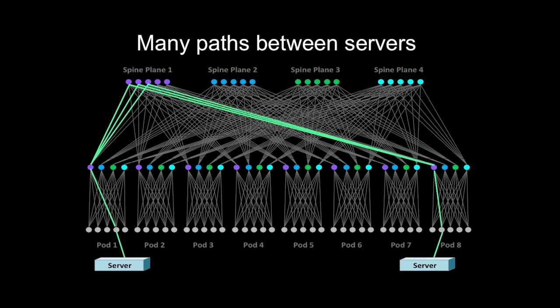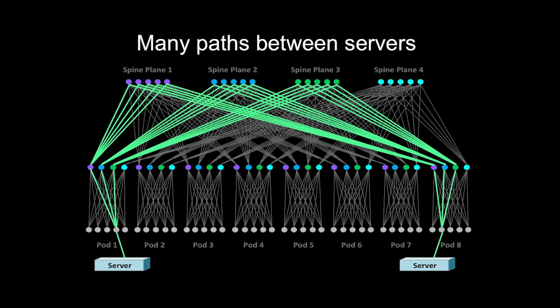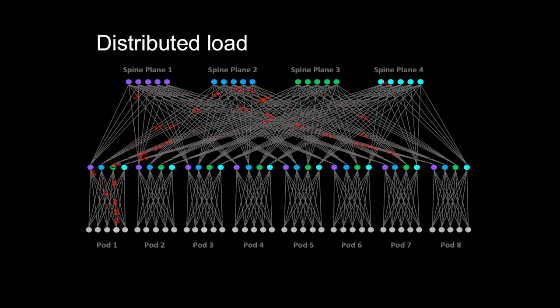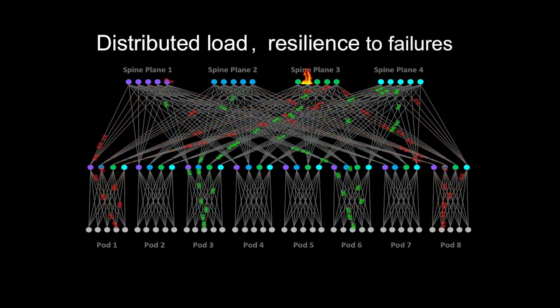Fabric offers many parallel paths between servers. The way the fabric grows is by adding more spine switches and paths. Each path has equal performance. The load on the fabric is distributed. Different flows are taking different paths, coinciding on this large distributed infrastructure. Fabric can survive multiple device failures, component failures, link failures, without any production impact.